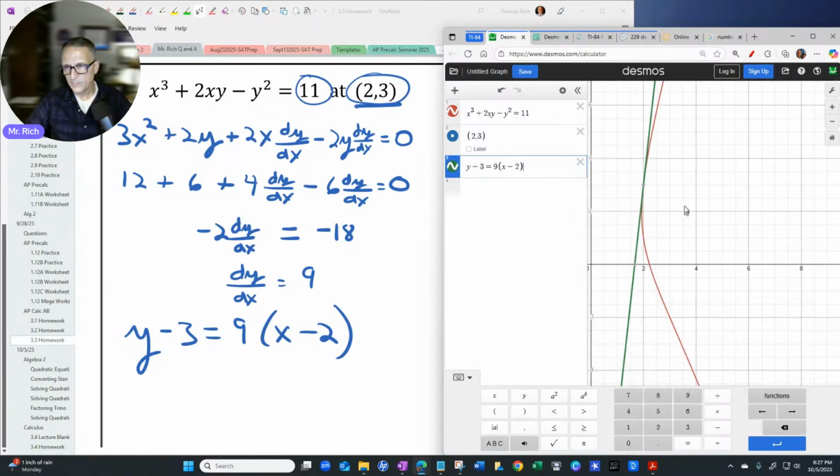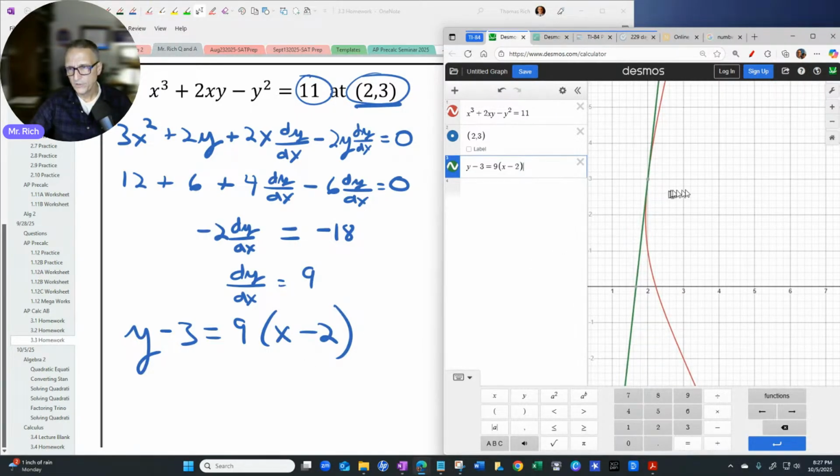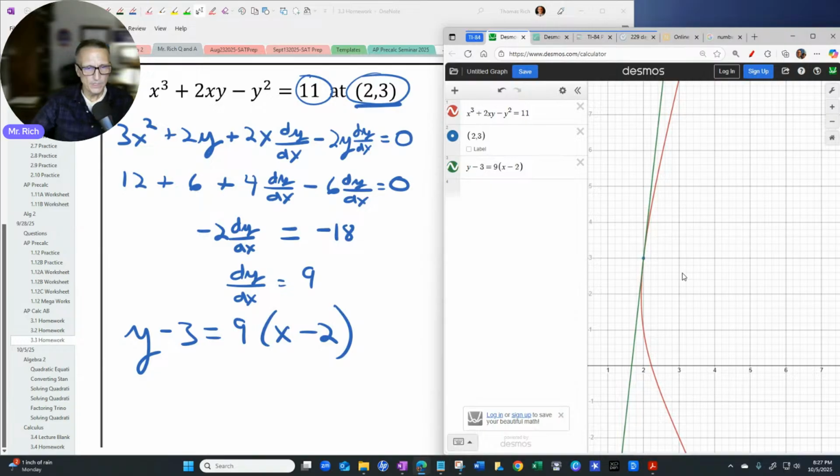So you can see that that green line, which was what we thought was our tangent line equation, does look like it's hitting the function right at that point, (2, 3). Okay, so I think we've got that.